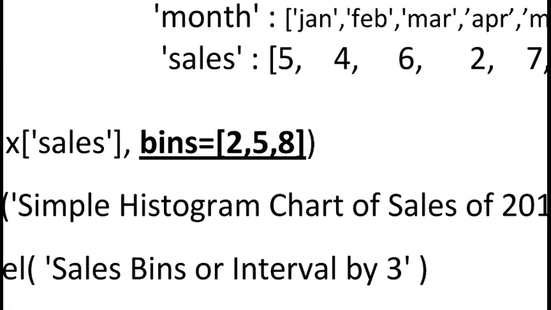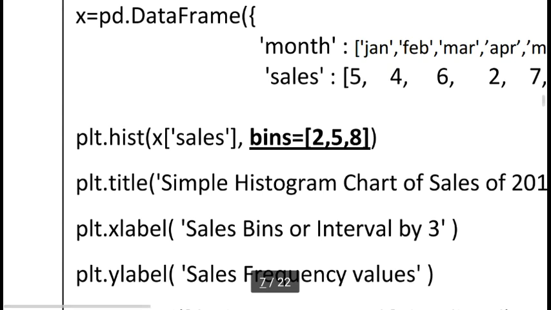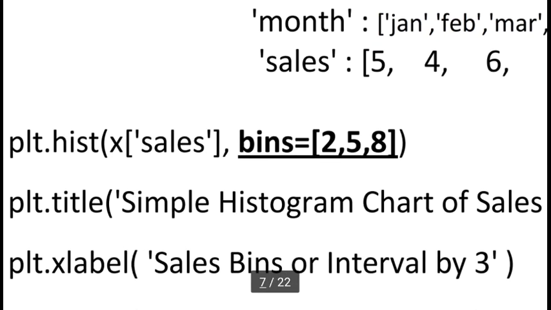2, 5. This is our first bin, first interval, first group, and second is 5, 8. In this manner we can write, and hist will automatically select the values between 2 to 5. The total number of values between 2 to 5 is 2, and between 5 to 8 the total cells value is 4. So it will create our frequency chart.